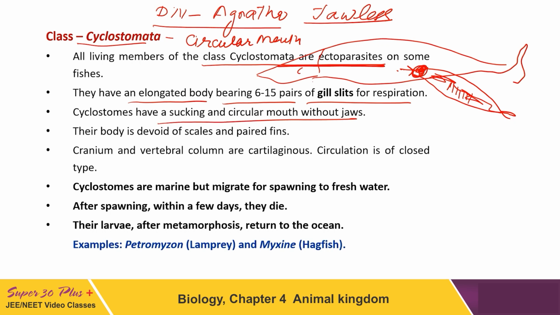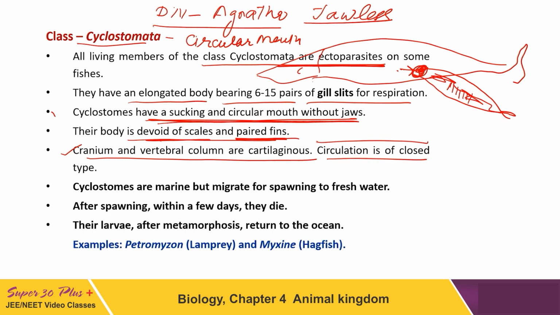Cyclostomes have a sucking and circular mouth, I told you, and the jaw is absent. Important feature. The body is devoid of scales, and paired fins are absent. Scales are also absent. Cranium and vertebral column are cartilaginous. The blood circulatory system is closed type. You have to remember this. Cyclostomata members.